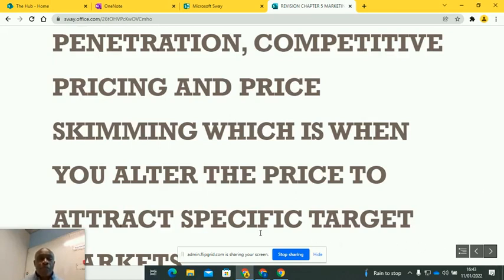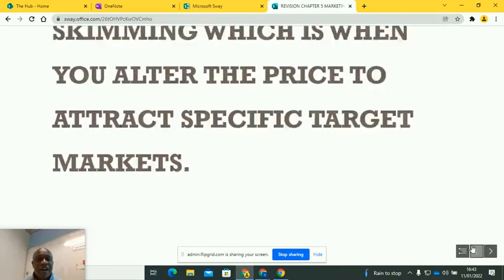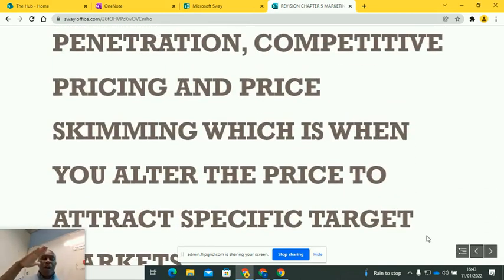Another thing we talk about is price skimming. Competitive pricing is there again. Let's talk about competitive pricing before we jump onto skimming. Competitive pricing, you look at your competitors and you price something around the same range. Then you talk about price skimming, which I think is really interesting. Price skimming, you want to attract specific target markets. So you start off with a high price and then it goes down. You get the next target market in, then you cut it down a little bit.